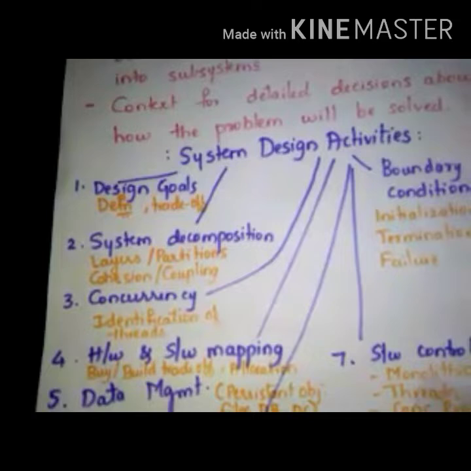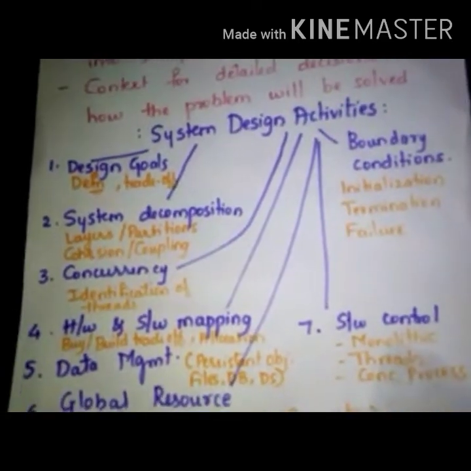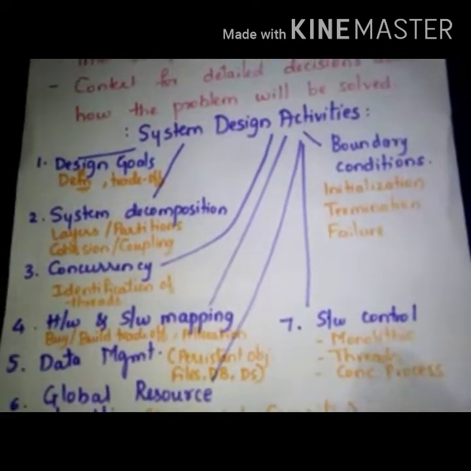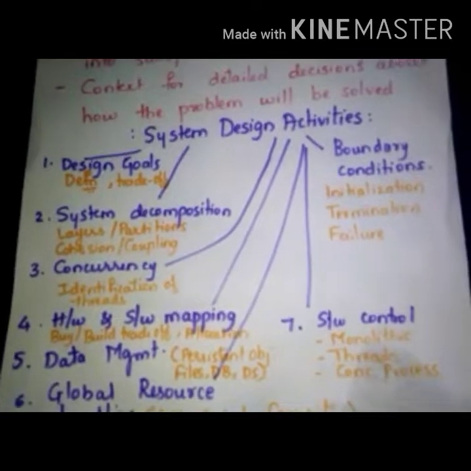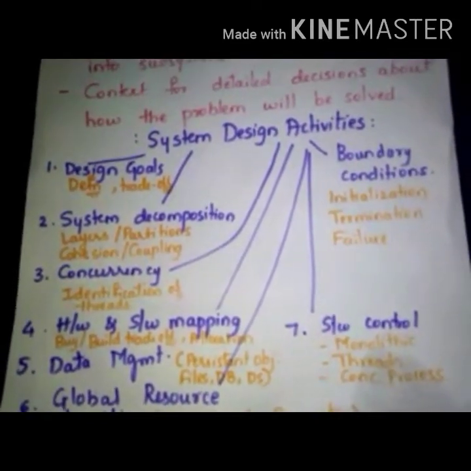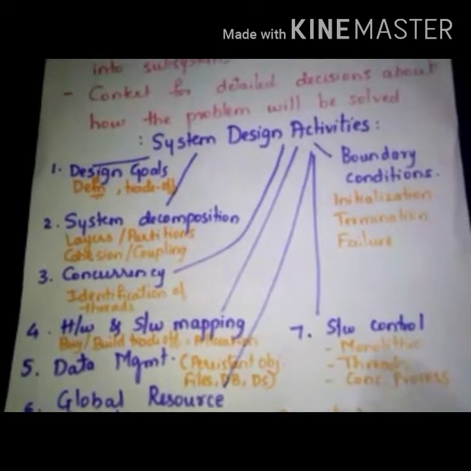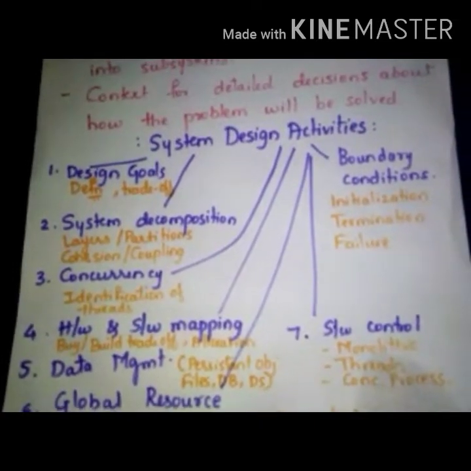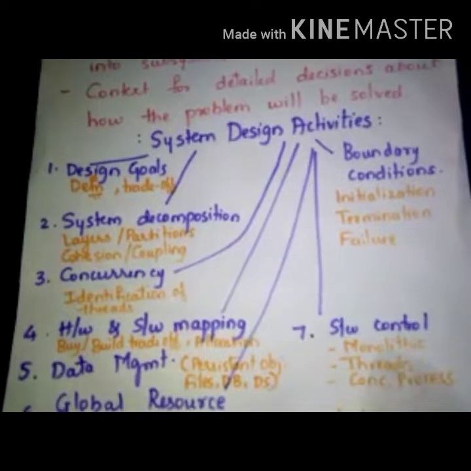The first one is design goals. When we start with the system design stage, initially we should set the design goals, actually what we want to achieve at the end of the design phase. We should write the definition. Next, we need to select the trade-offs.